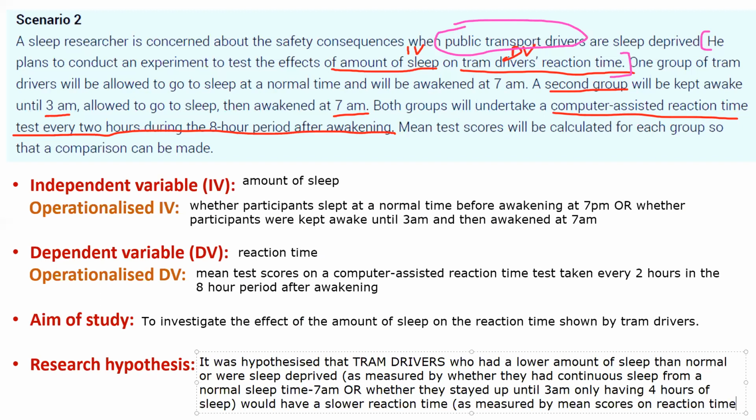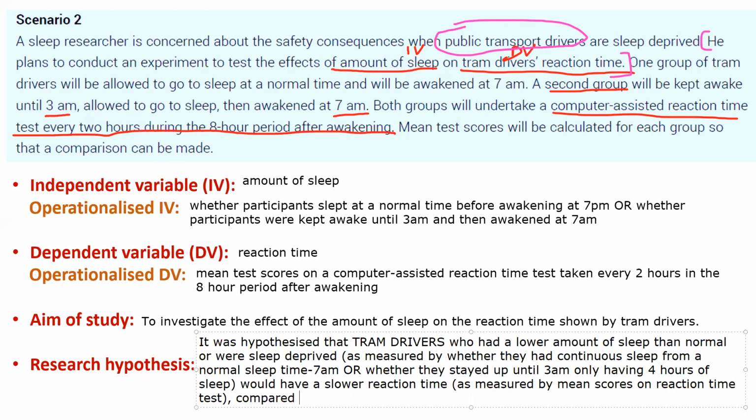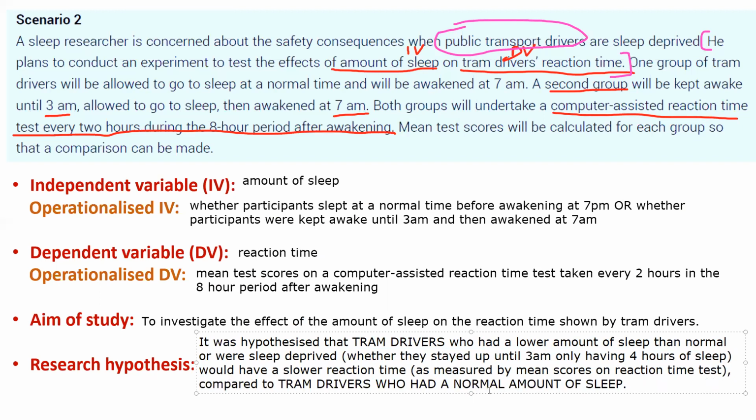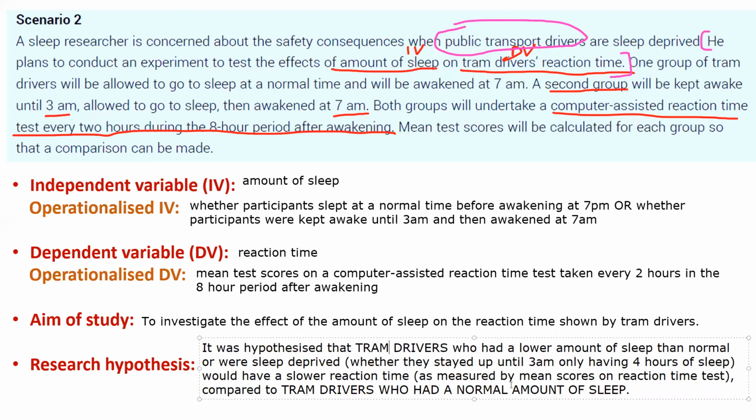reaction time test. And I'm running out of space. Okay, let me just move that up. Time test compared to tram drivers, and this is our control group, tram drivers who had a normal amount of sleep. In fact, we can probably just get rid of this bit here, because we already talk about normal amount of sleep here. So that's basically our hypothesis. We've included the population, the simple IV, the simple DV, how those two were measured, and we've mentioned our control group right at the end. So that's how we would write a research hypothesis for that particular question.